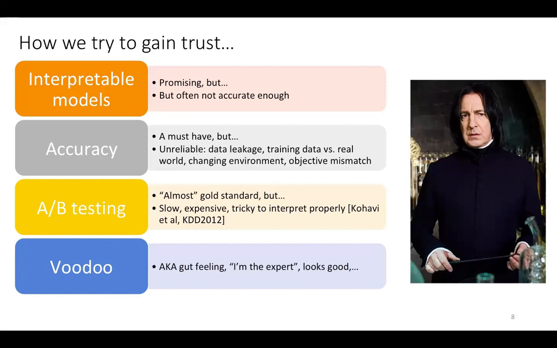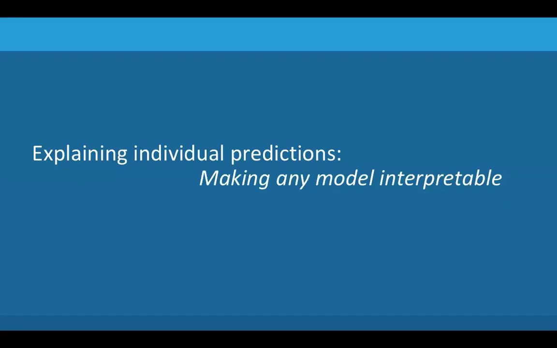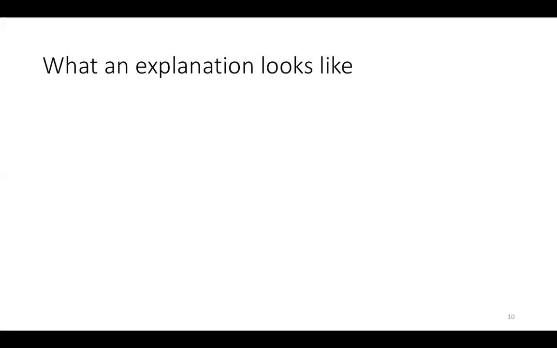So these are some of the issues. Then the question is, how does one gain trust? The problem is still not resolved. Making individual predictions and making a model interpretable takes us to solving the following problems. So what would an explanation look like? If you have to develop a trustworthy model, we first have to see how we would expect an explanation to look.